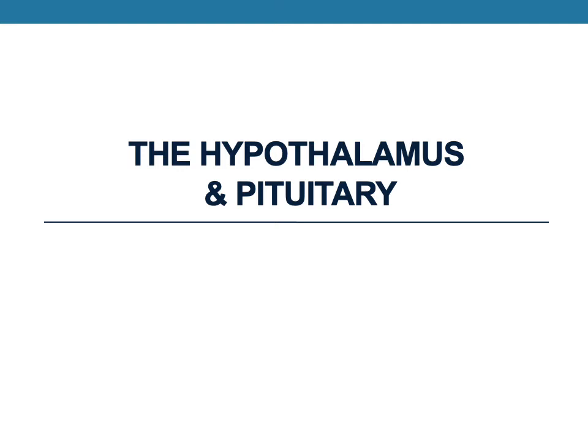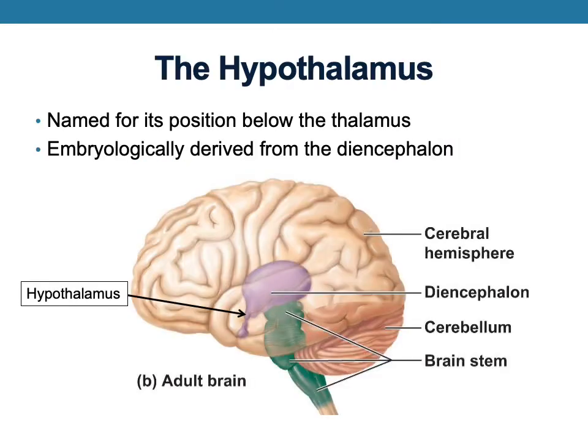The hypothalamus and the pituitary. The hypothalamus is named for its position below the thalamus. Hypo means under. It is embryologically derived from the diencephalon and is known as the supreme leader of hormonal stimuli in the endocrine system.